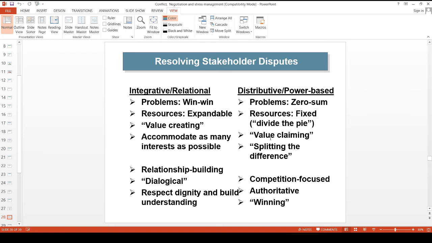On the other end is the relationship building approach, in which we believe in dialogue in order to resolve the conflict between the two different parties. The fourth approach is the competition or the more power-based approach, in which we use an authoritative sort of style in order to resolve the conflicts between the two different parties.